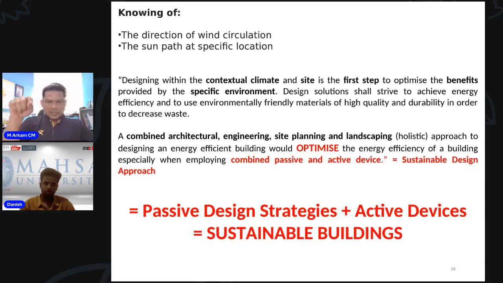So the combined architecture, engineering, site planning, and landscaping would optimize the EE in the building. Combining passive and active devices is actually the sustainable design. It is the sustainable design approach where you put these combined passive and active devices into the building, where you understand everything about the environmental impact of your building, and then come back to your passive devices and add them together, so they will function as one teamwork between passive and active design strategies. So we put the passive design strategy plus active devices, then a sustainable building will be there, will surface due to these strategies.